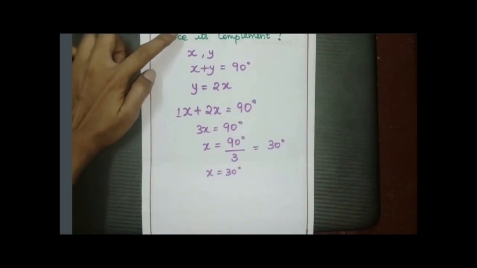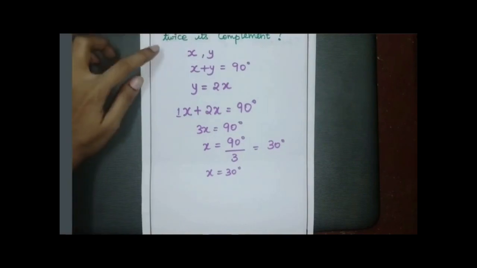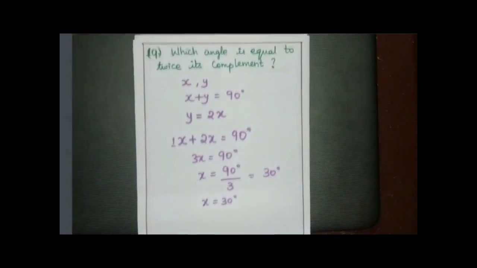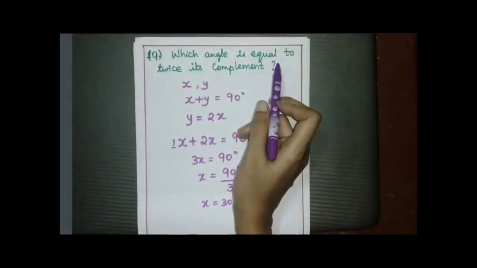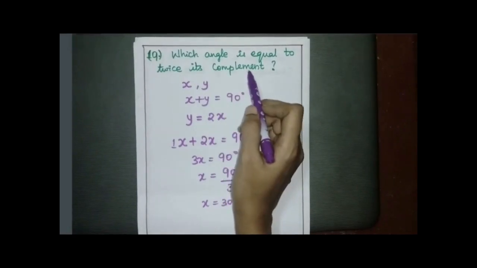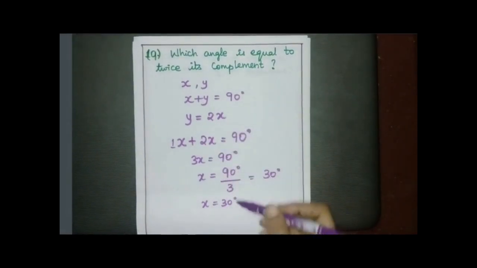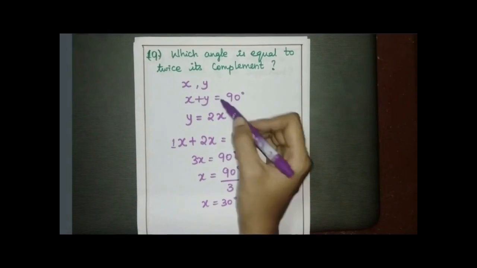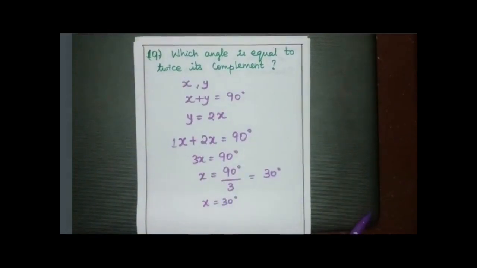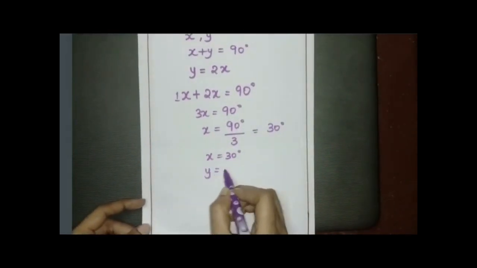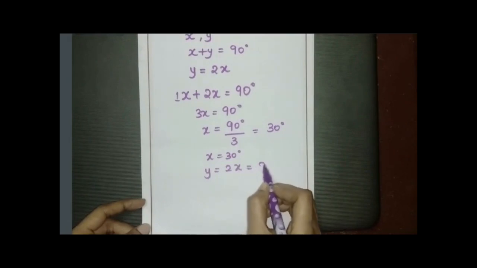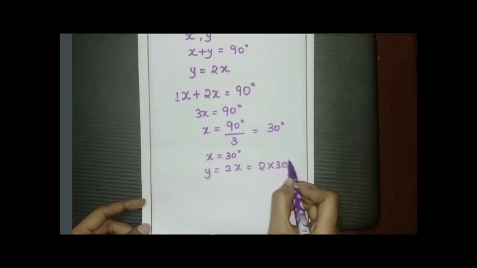So what is the question? Which angle is equal to twice its complement? So you have to find the angle which is twice of its complement. Complement angle is 30. You have to find twice its complement. So y is 2 times x. X is nothing but 30 degree.